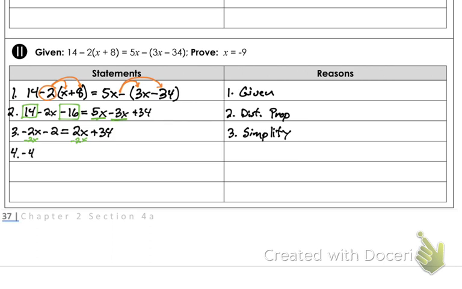So I have -4x, because I want to deal with negatives since some of us struggle with negatives, so let's just do it. If I subtract 2x on both sides, I now have -4x minus 2 equals, well, these just cancel out, and I'm left with 34. I used the subtraction property of equality.